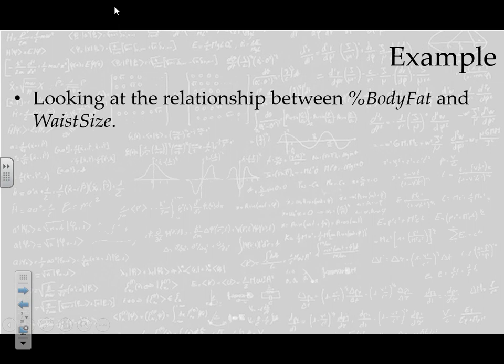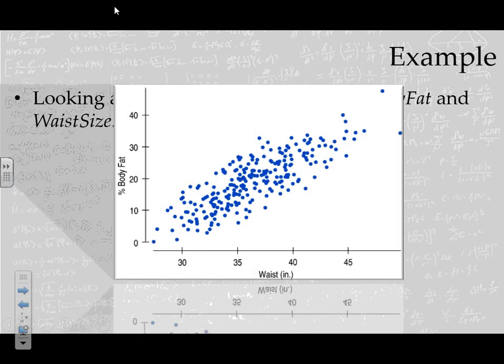The example they use in the book looks at the relationship between a person's percent body fat and their waist size. They want to see if there's some sort of relationship between those two variables. So they collected a sample of individuals. They measured their waist size, they measured their percent body fat, and they created the following scatter plot. We have waist size as our explanatory variable, and percent body fat as our response variable.